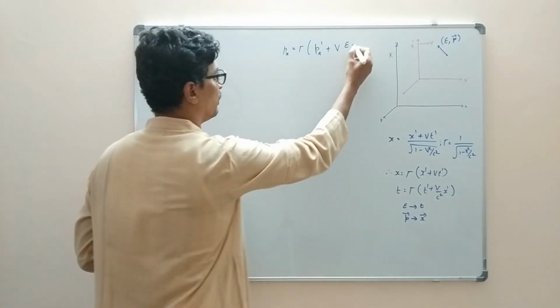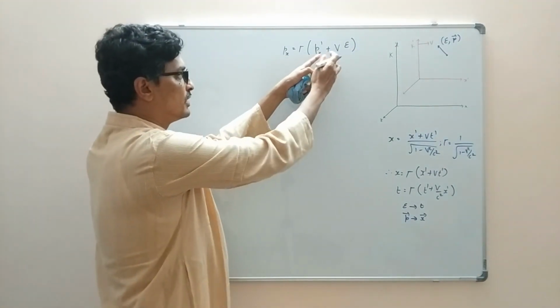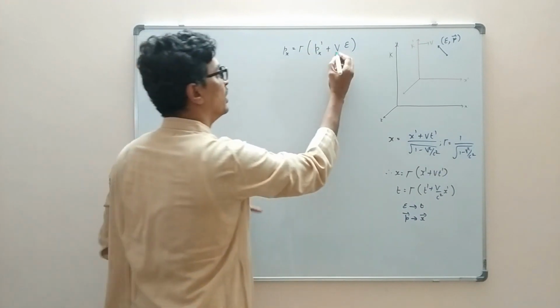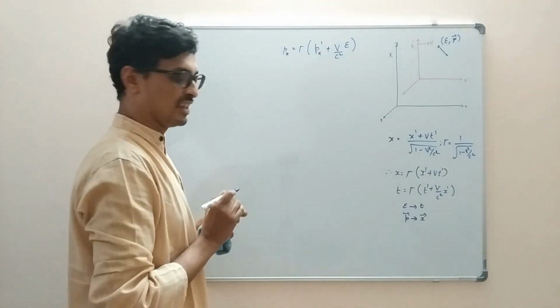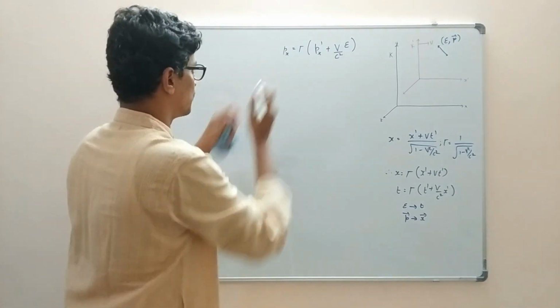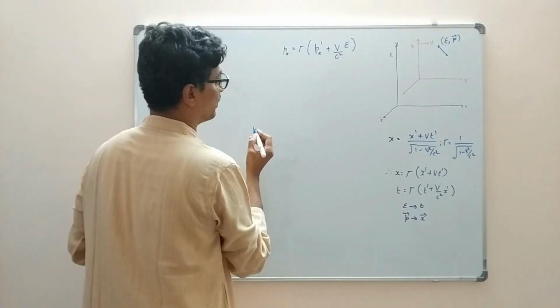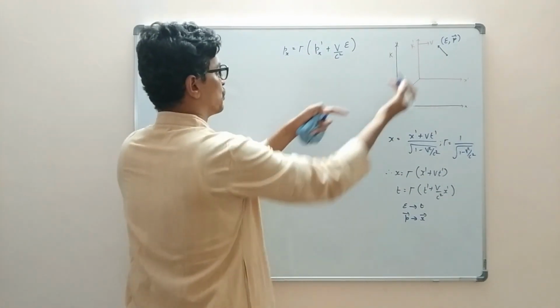So now if you see, this is not P, this is to have dimensionally match these two, I have to divide by C square. So now dimensionally it matches. So this is the one relation which is going to relate how the momentum is related between these two frames.